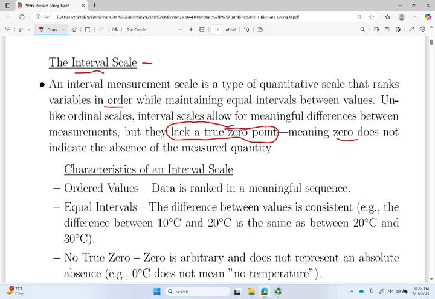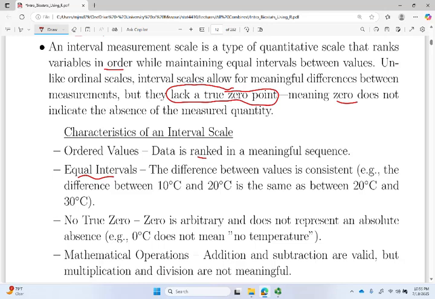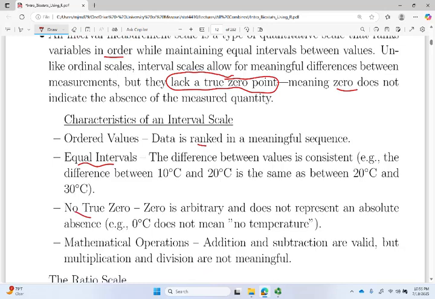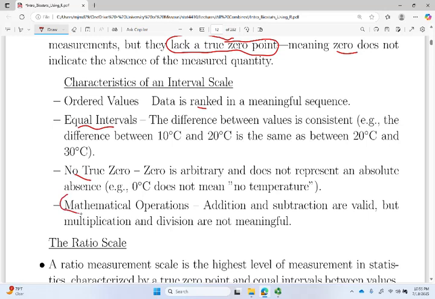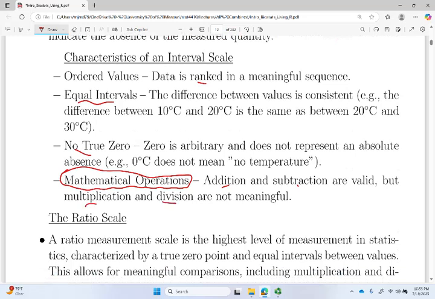But the difference between two values, the difference between 20 and 30, has the same effect as between 30 and 40. The difference between two values is ranked and meaningful. The intervals between differences make sense. There's no true 0, and this is actually often messed up in interval data. Addition and subtraction make sense and are valid, but multiplication and division are not meaningful.